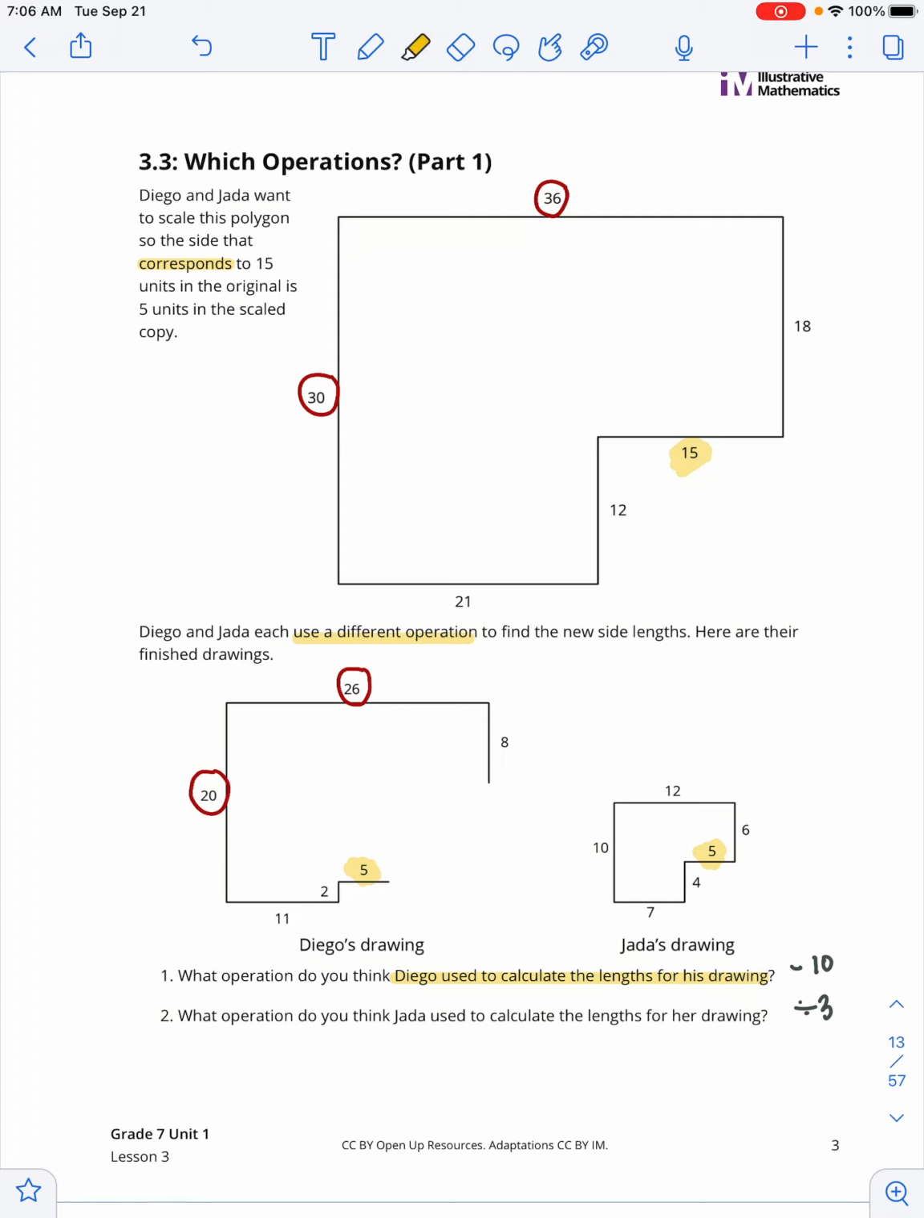Jada, in contrast, what operation do you think Jada used? Divided by 3. We can see that she moved from 36 to 12. 36 divided by 3 is 12. She moved from 30 to 10. 30 divided by 3 is 10, and so on. So the question is, did each method produce a scaled copy of the polygon? That's question 3. Did each method, that's Diego's method of minus 10 and Jada's method of divided by 3, produce a scaled copy? When you scroll down in your ClassKick document, you will see question 3.